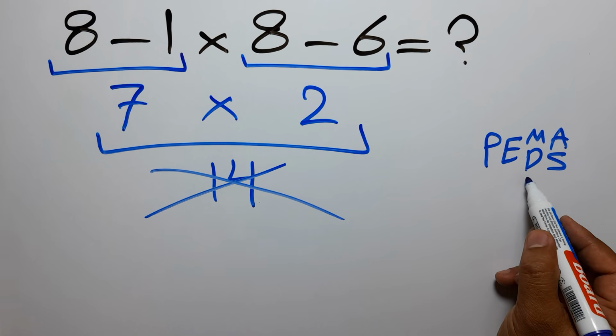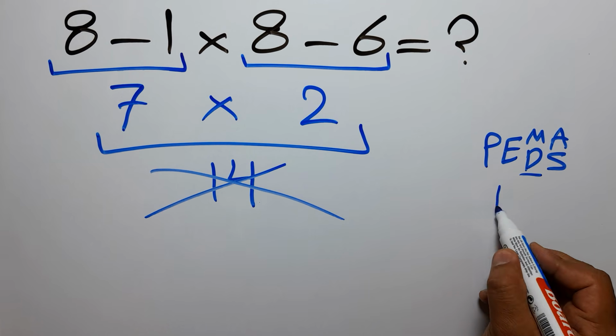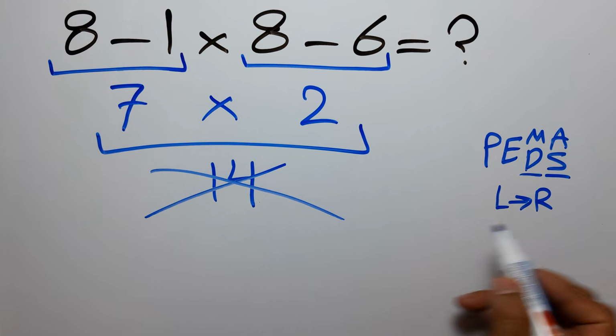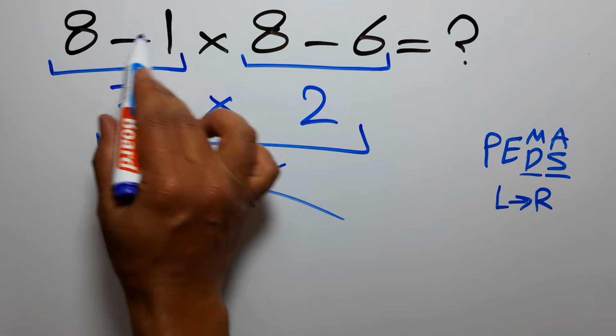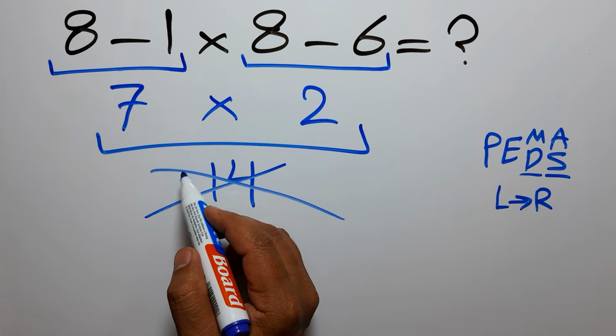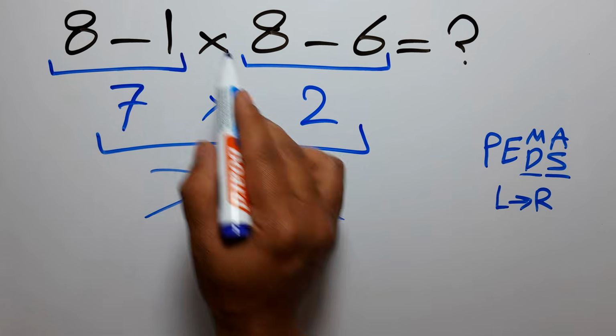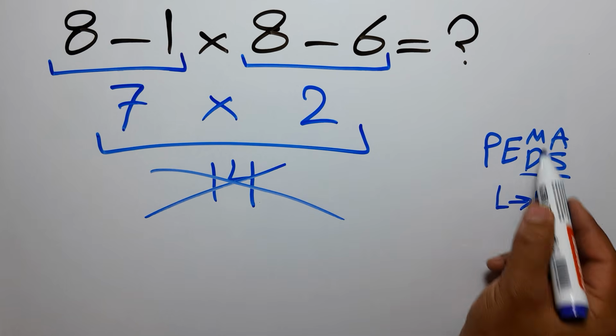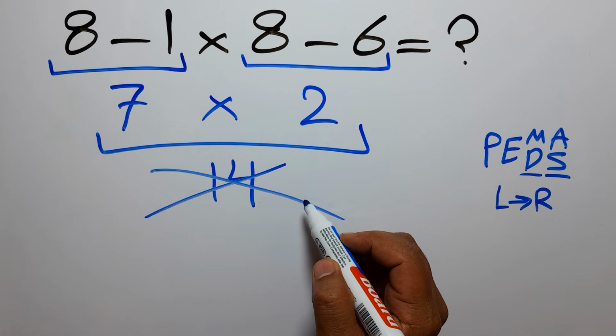Remember that multiplication and division have equal priority and we have to work from left to right. And the same applies to addition and subtraction. In this expression, we have 2 subtractions and 1 multiplication. According to PEMDAS, multiplication has higher priority than subtraction because multiplication comes before subtraction.